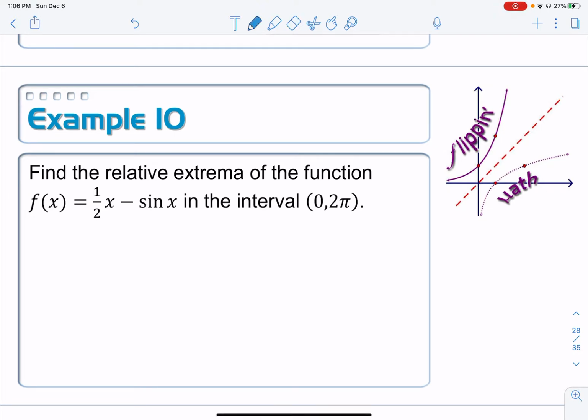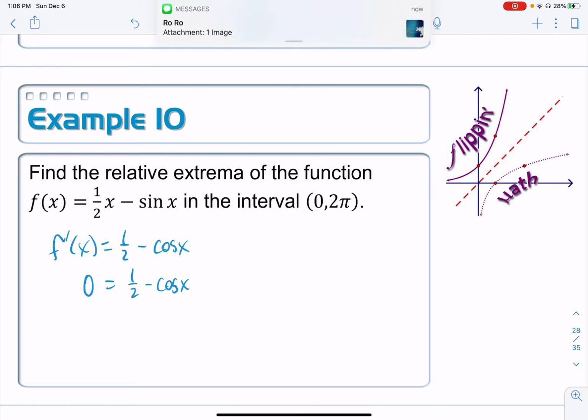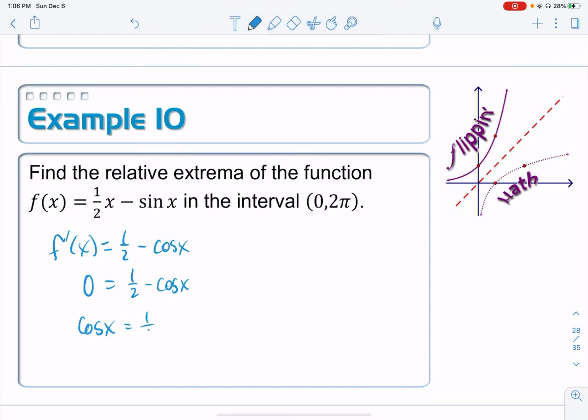Let's find the first derivative, f prime of x being equal to 1/2, no x, minus, and the derivative of sine is cosine x. All right, so to find the critical numbers, we set this equal to 0. So 1/2 minus cosine x. It would never be undefined. Let's go ahead and throw the cosine over. Cosine x is equal to 1/2.